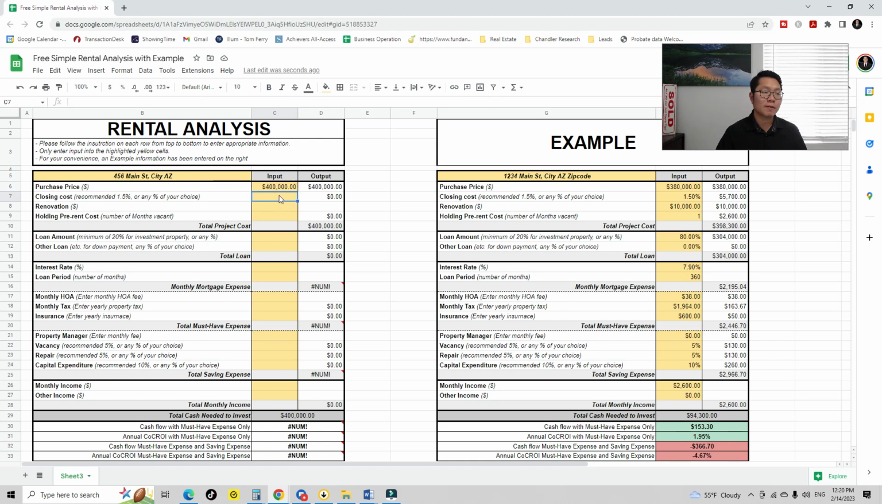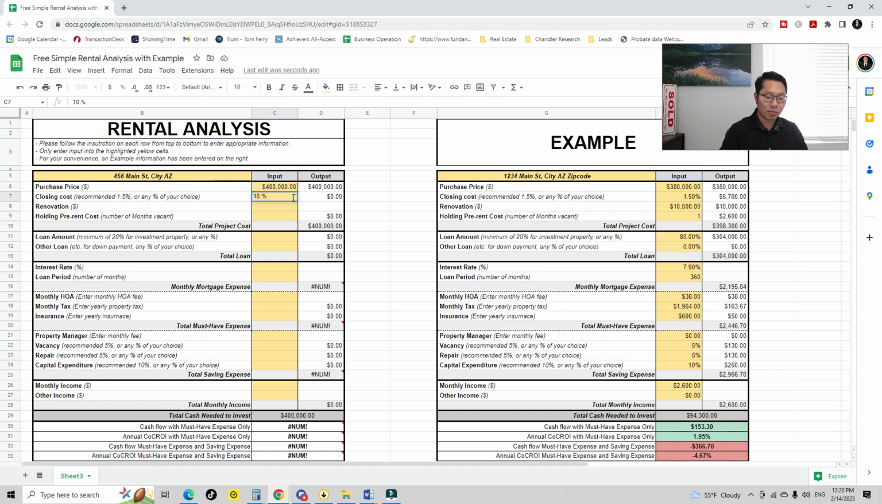Closing costs. These are all the costs associated with closing the contract, including title fees, lender fees if you have a mortgage, HOA, all kinds of fees that you need to pay for the transaction. Normally, I recommend 1.5%. If you have a more accurate number from your title company or from your lender, you can enter that number here. But here I recommend that you enter 1.5%.